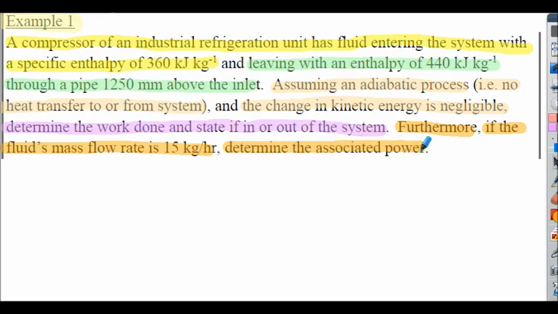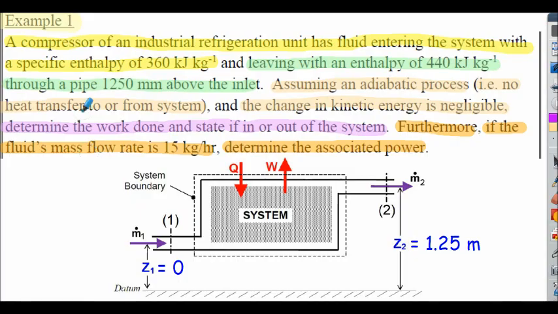A note from the information stated, the outlet pipe is 1250 millimeters above the inlet, so for calculation purposes the height of the inlet above the datum Z1 will be 0 and the height of the outlet above the datum Z2 will be 1.25 meters.